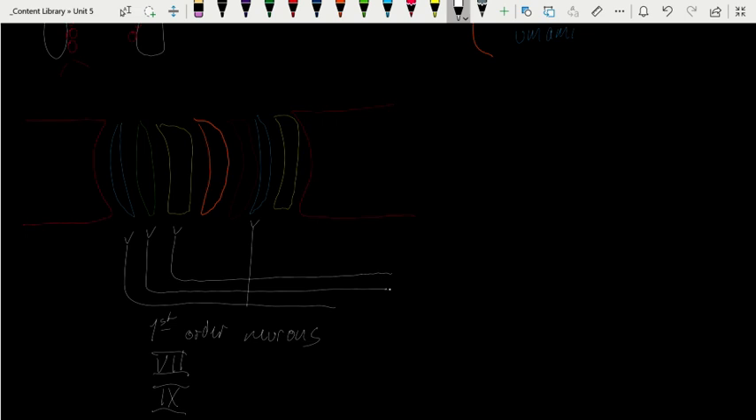If we follow all of these back, where are they headed, right? These cranial nerves. We know that these nerves, in particular facial and glossopharyngeal, are going to plug into the nucleus tractus solitarius. So they're going to synapse on what we would call a secondary order neuron, and this is going to be in the medulla oblongata.